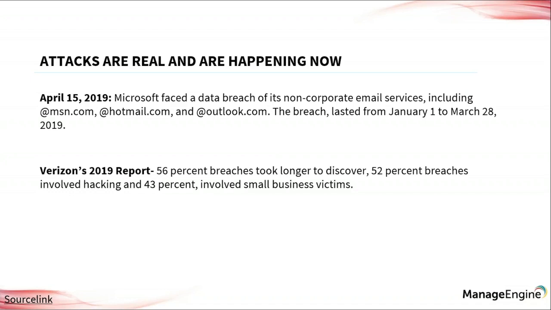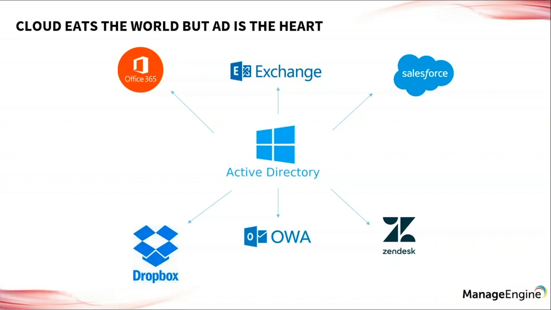Verizon's 2019 report, the latest data breach report that came out, states that 56% of breaches took longer to discover, 52% of breaches involved hacking, involved using user credentials to seep into the network, and 43% of breaches involved smaller business victims, the smaller thriving companies.